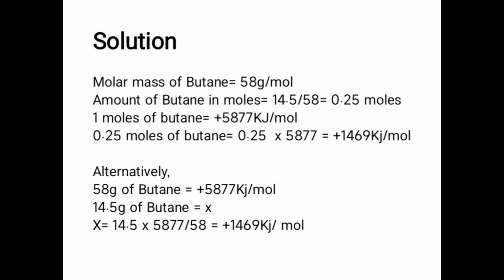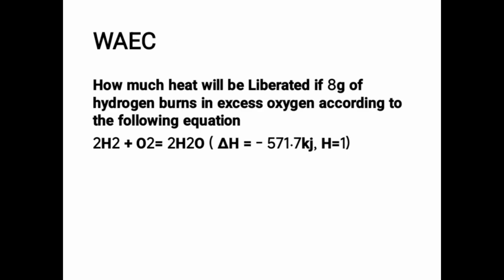Alternatively, you can say 58 gram of butane, which of course you know we can relate molar mass and mass. So that means the mass of butane here is 58 gram. If it produces 5877 kilojoules of heat, then 14.5 gram of the same butane will produce X. If you cross multiply, X is 1469 kilojoules respectively. Now let's take another question.